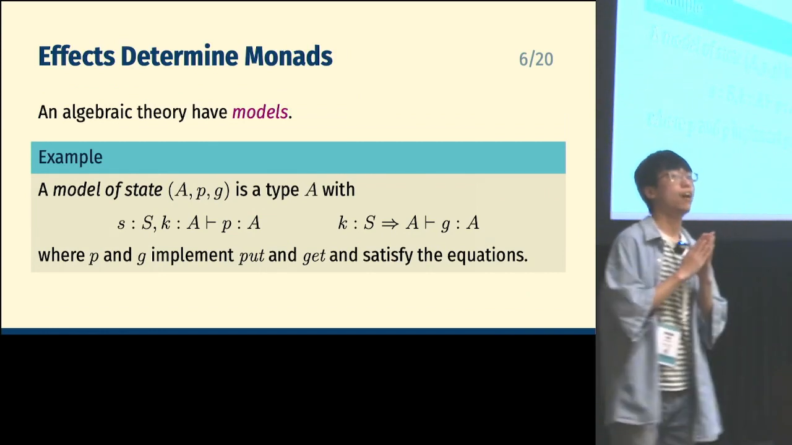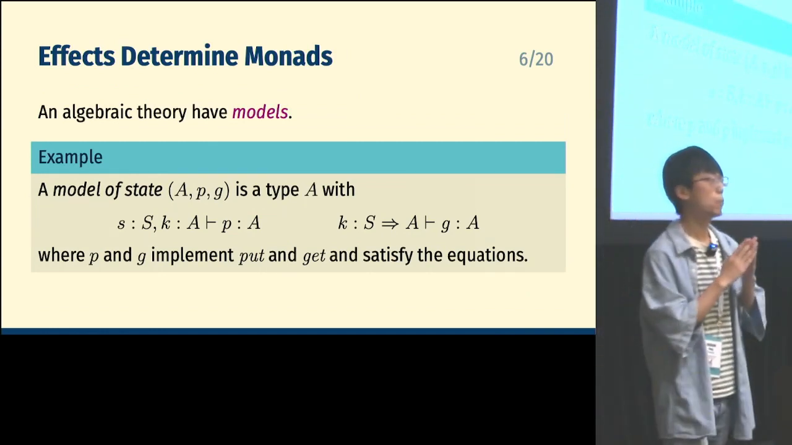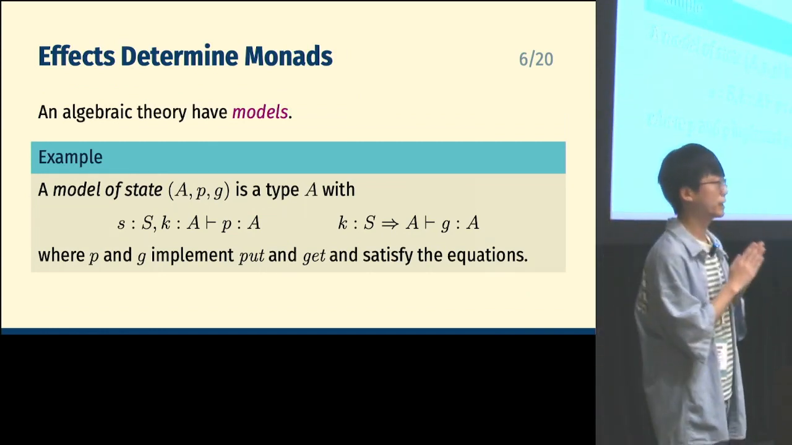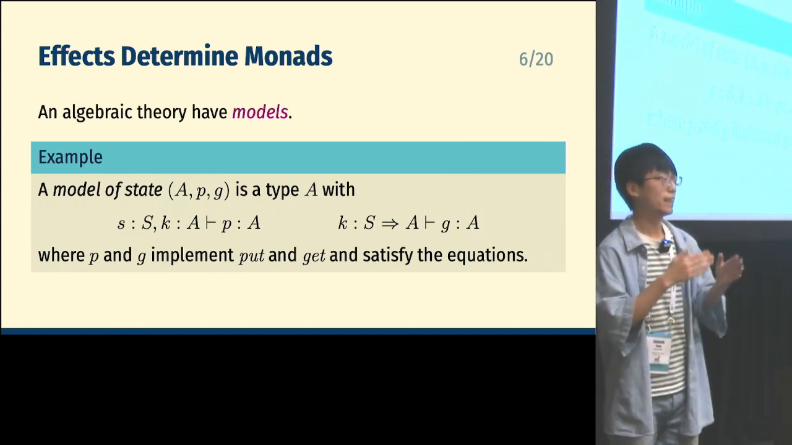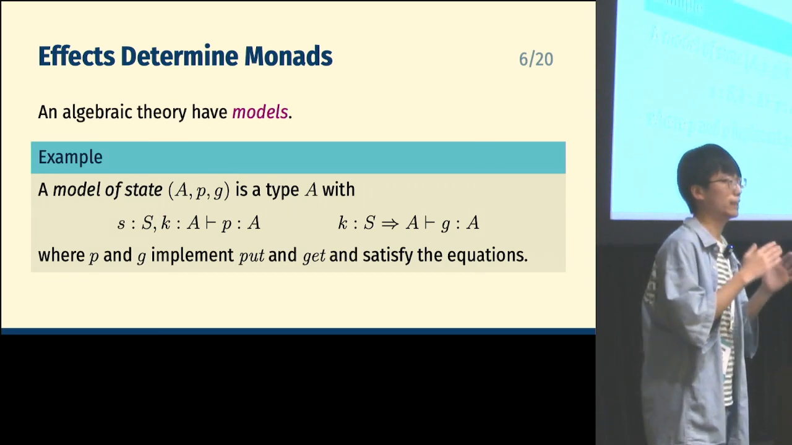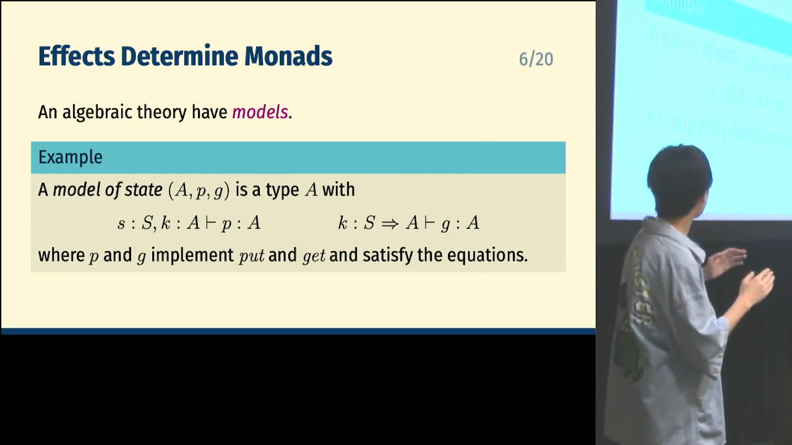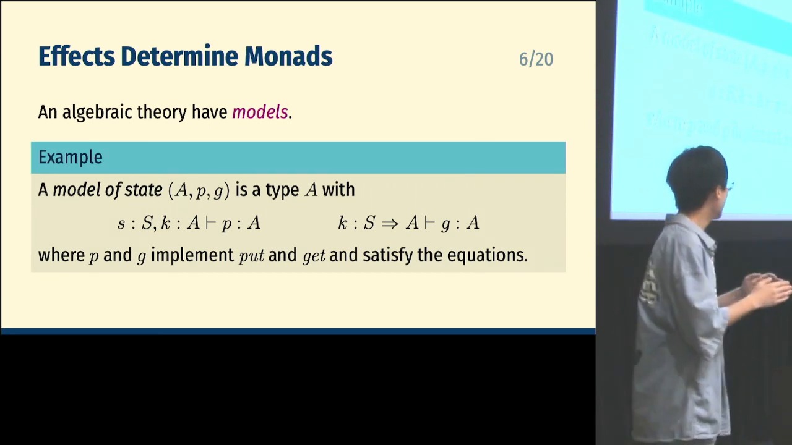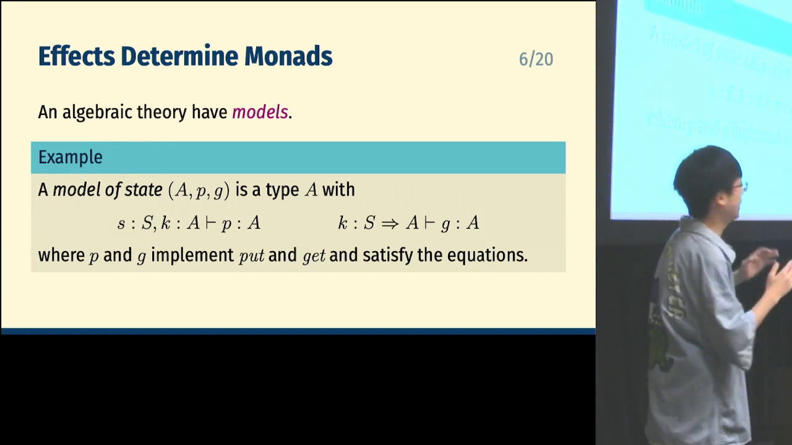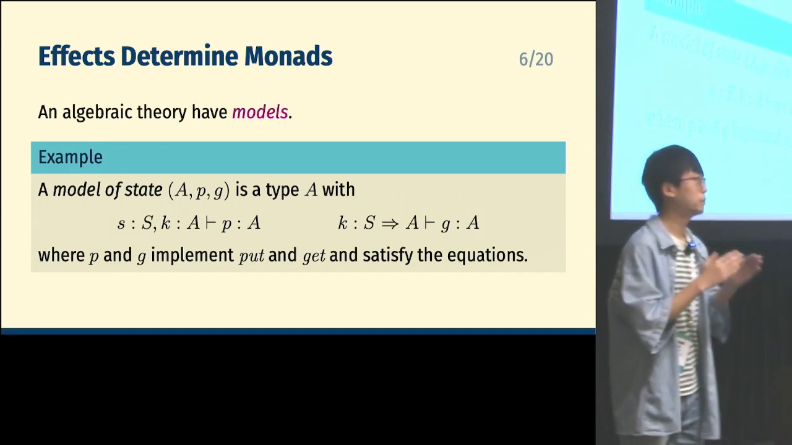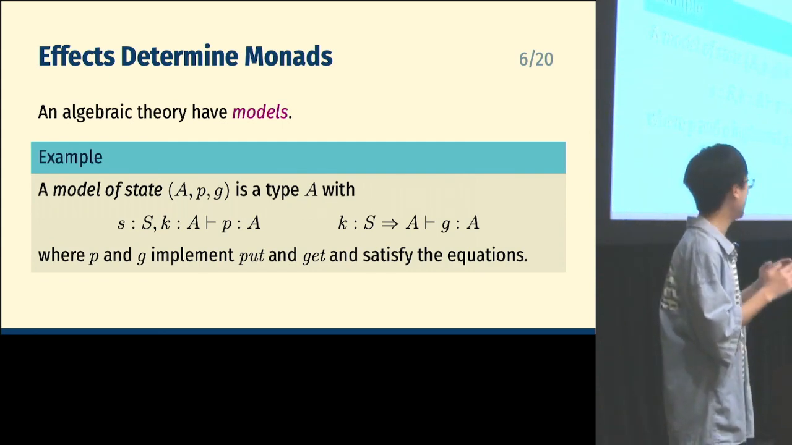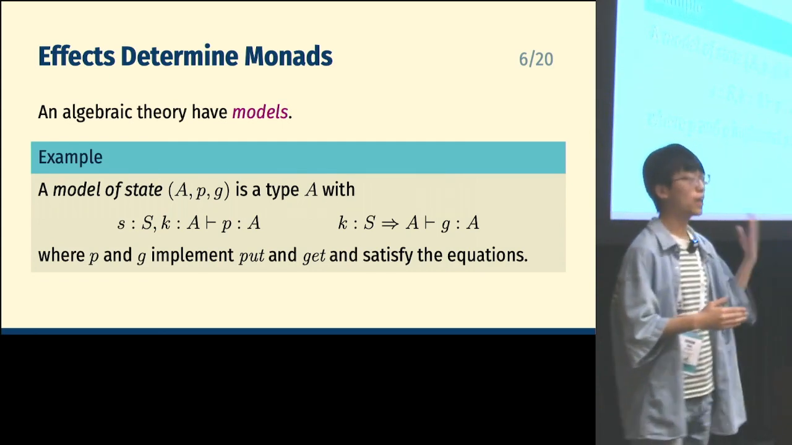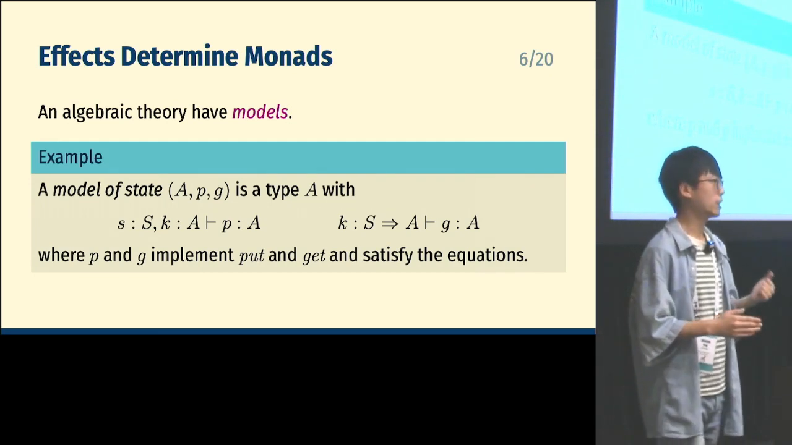Algebraic theories are eventually for talking about models. A model of an algebraic theory is basically a type equipped with terms that implement the operations on this type. For example, a model of the theory of state has three things, a type A and two terms P and G, which implement the put and the get on this type A, and they are required to satisfy the equations of the theory of state.